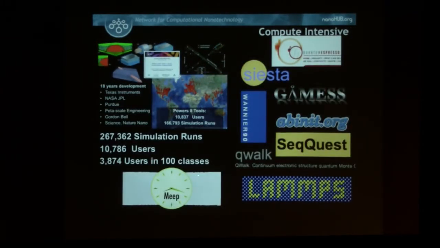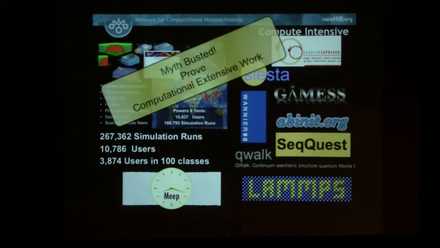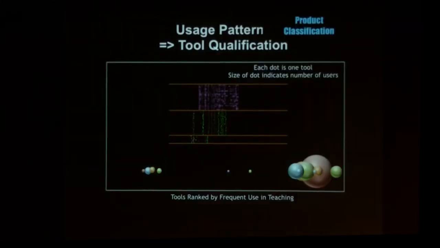And we have other codes. If you're in material science, you might have heard of things like Siesta, Quantum Espresso. These are all heavy-duty codes, and they've been served to over 10,000 users. So yes, a science gateway can do research, it can serve heavy-duty codes, and it can serve many, many users beyond just a single research group. So it can be computationally extensive work, and it's possible. So I'm going to wind down my presentation now on yet another myth.